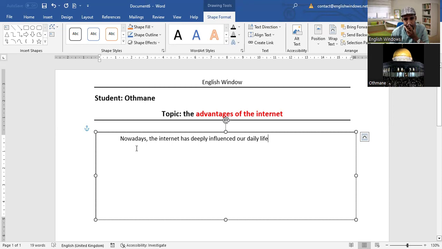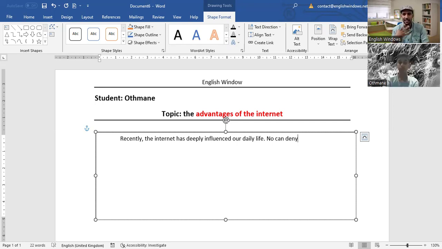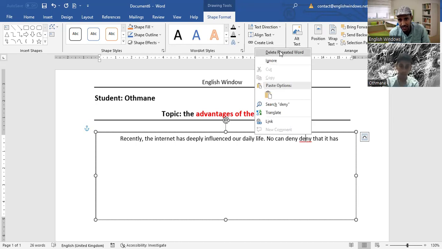Okay, so let's say recently, to avoid problems here concerning tense. Recently, the internet has deeply influenced our daily life. No one can deny, لا أحد ينكر مثلا بأن عنده إيجابيات كثيرة وفوائد في حياتنا, that it has a lot. No one can deny that.